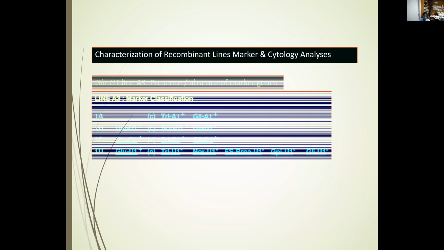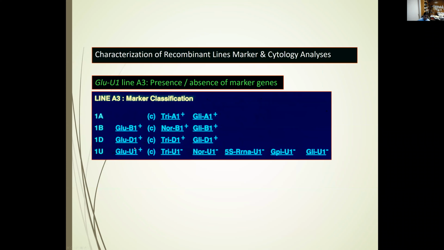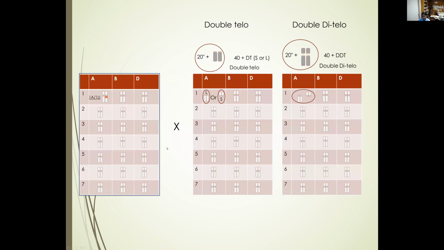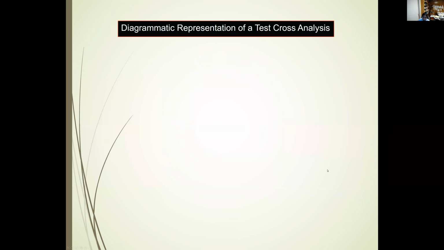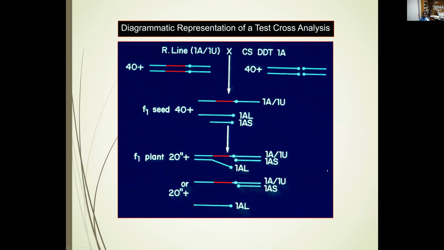Now, we need to do the marker analysis. These are the markers for 1A, 1B, 1D, 1U. After screening those, we did the telosomic analysis with the recombinant line. You do it with ditelosomic, long or short arm, or double ditelosomic. Well, you can get more from here. Let me show you another illustration.